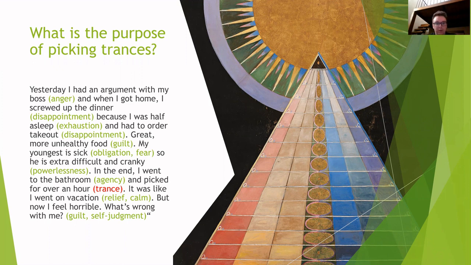In the end, I went to the bathroom, and this is, I think, one point of active agency here. This is one conscious choice that she made, and picked for over an hour in a trance. It was like I went on vacation, so relief and calm. But now I feel horrible. What's wrong with me? So there's guilt, and then there's, of course, self-judgment on top of guilt.